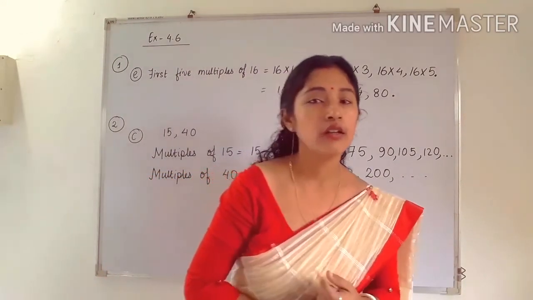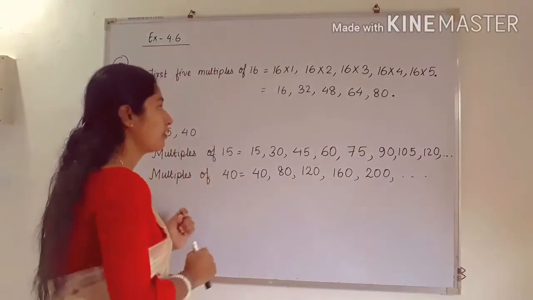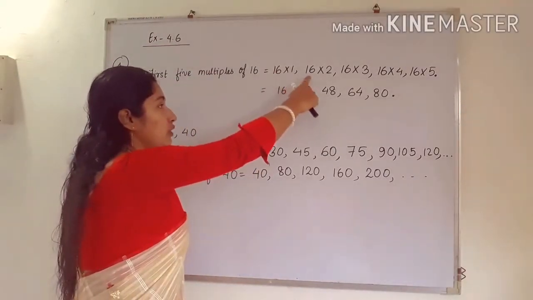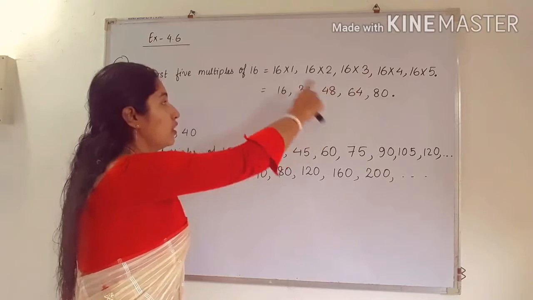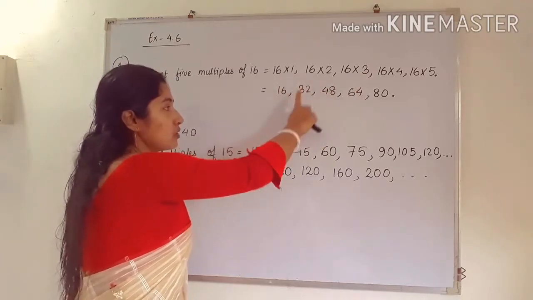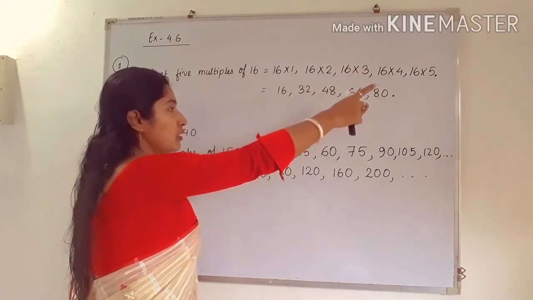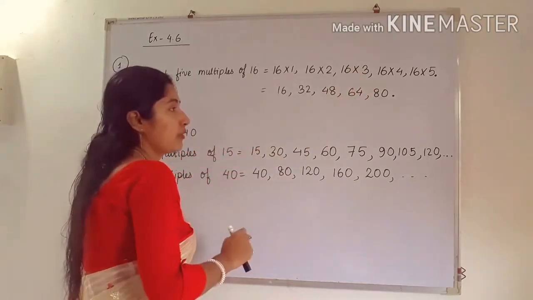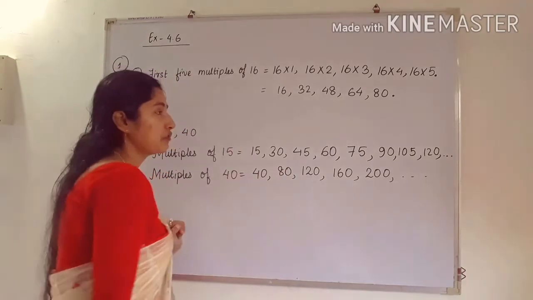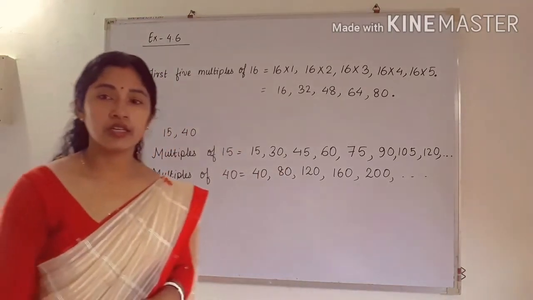Here see what I have done. First I multiplied 16 with 1, then with 2, then 3, then 4, then 5. So 16 ones are 16, 16 twos are 32, 16 threes are 48, 16 fours are 64 and 16 fives are 80. These are the first 5 multiples of 16.